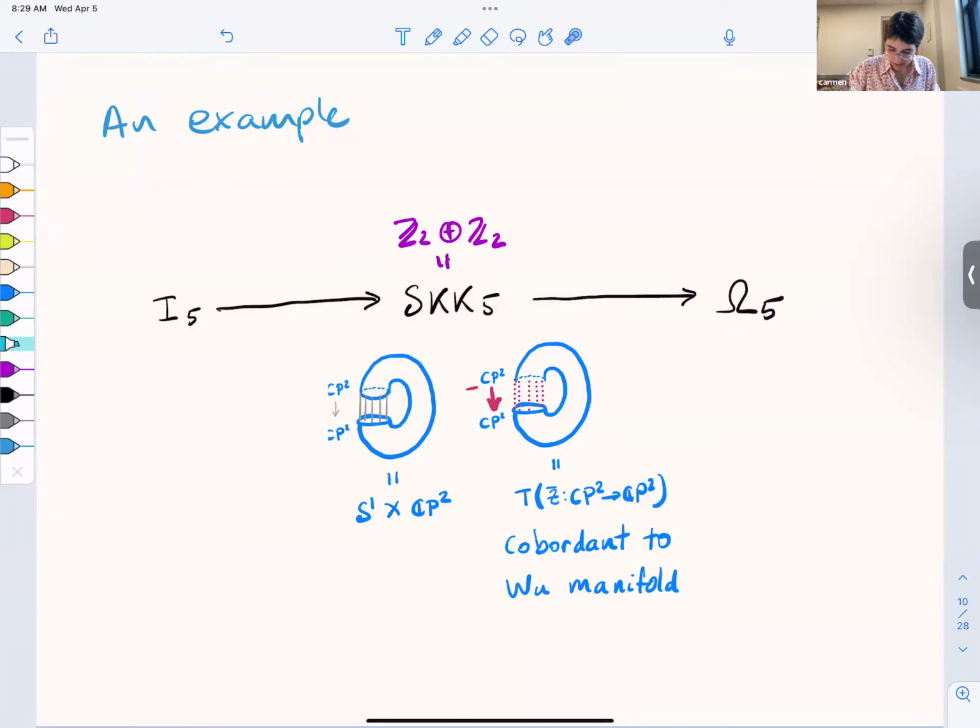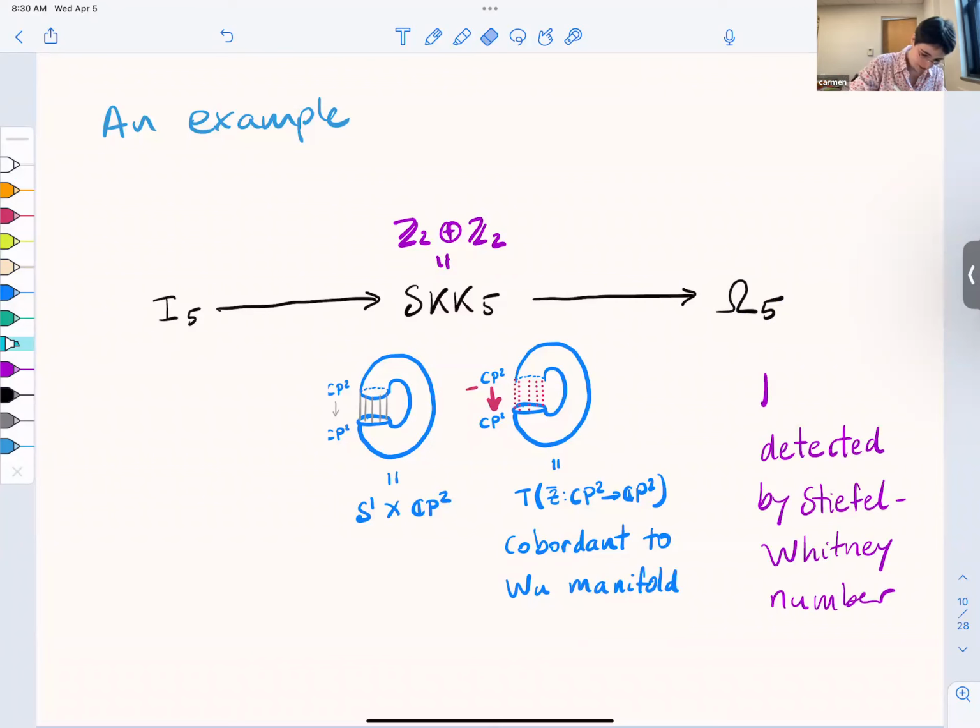On the right-hand side, though, I'm doing something a little different. I'm taking the complex conjugation map, from CP2 to CP2, and I'm gluing via this slightly more elaborate, more difficult diffeomorphism. It turns out that the manifold that arises here is one possible representative. It's cobordant to the representative of the class that makes this group non-trivial.